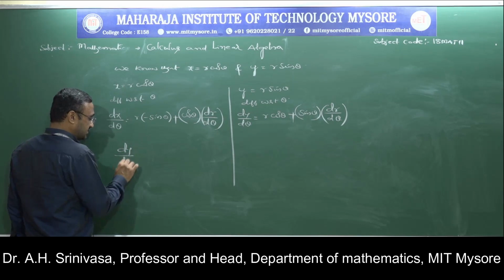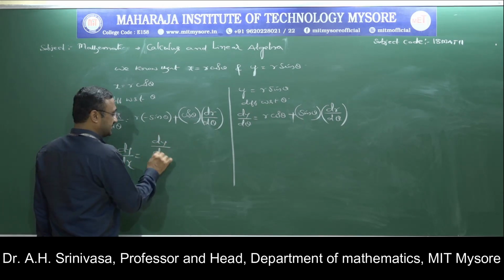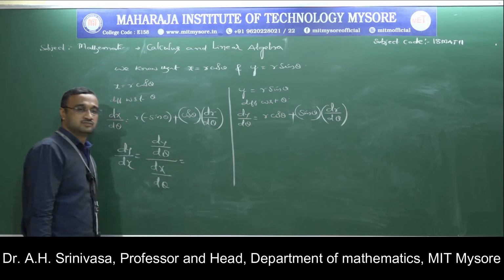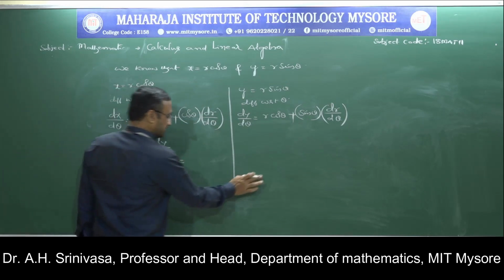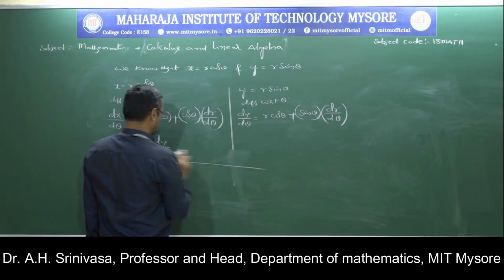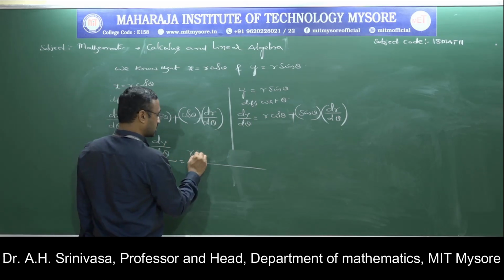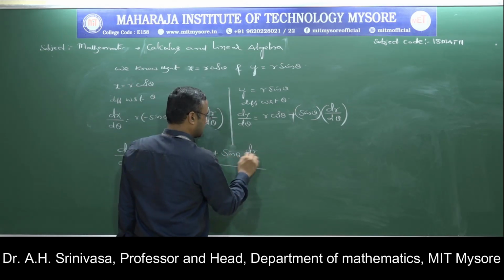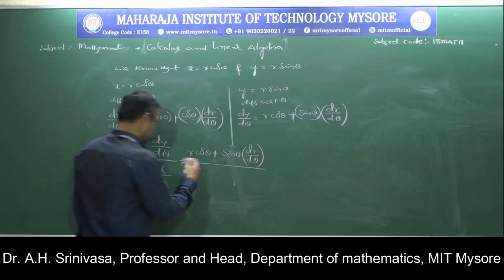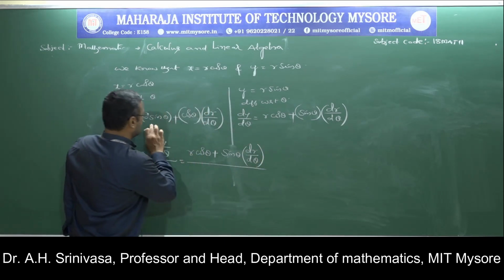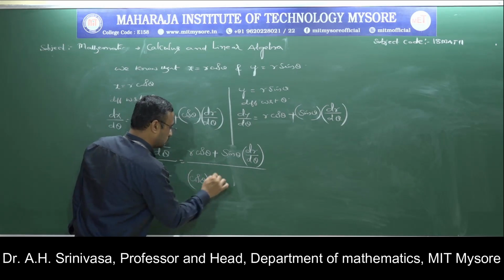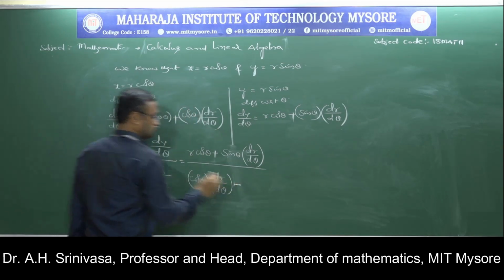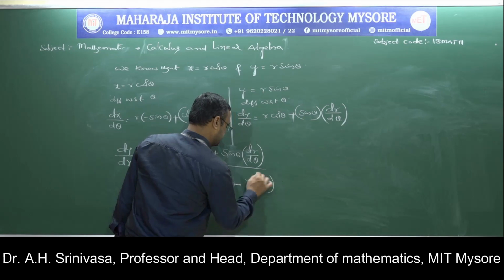So we know that dy by dx, in parametric form, is dy by d theta divided by dx by d theta. Now I'm going to substitute the respective terms. That is, dy by d theta is r cos theta plus sin theta dr by d theta. Here I am interchanging and writing this one. In the denominator, cos theta into dr by d theta minus r into sin theta.